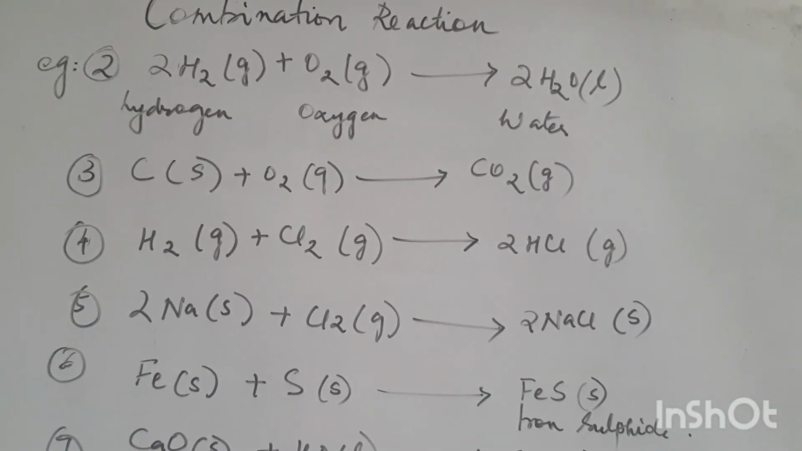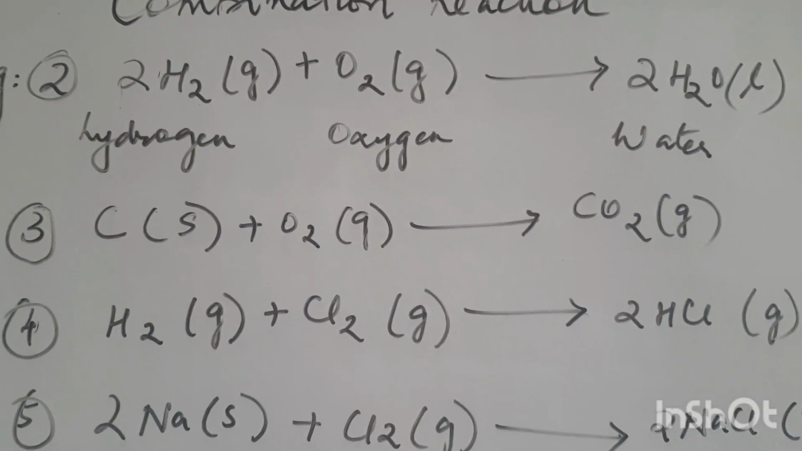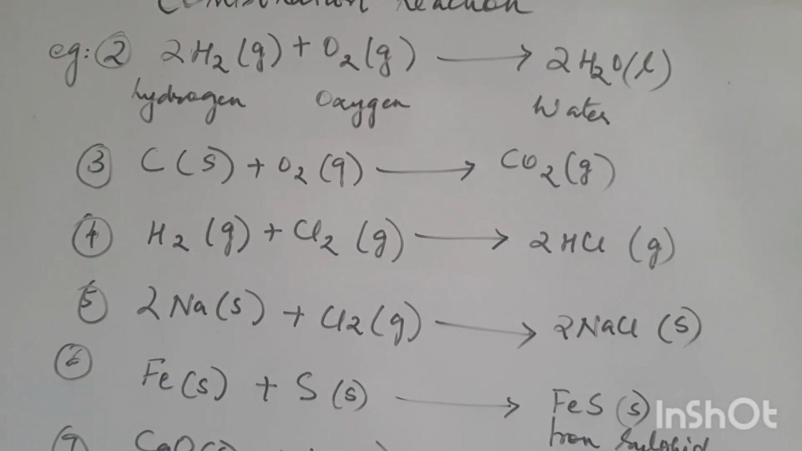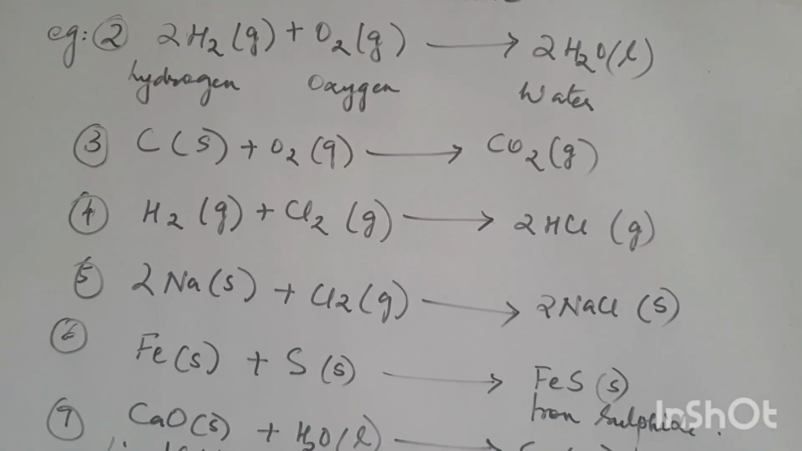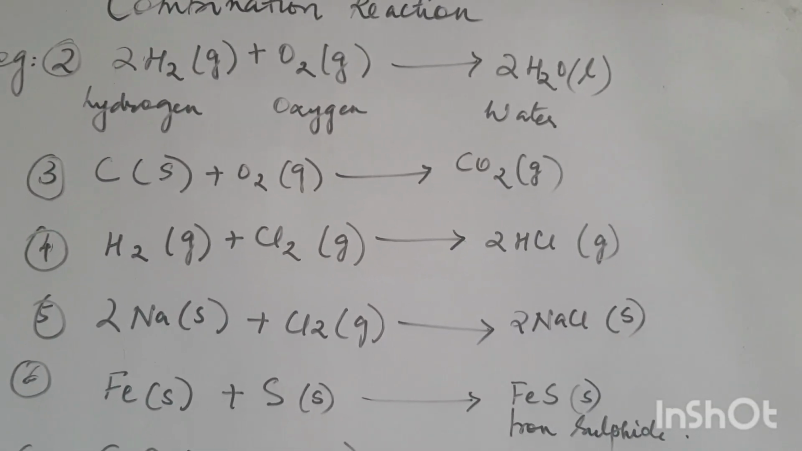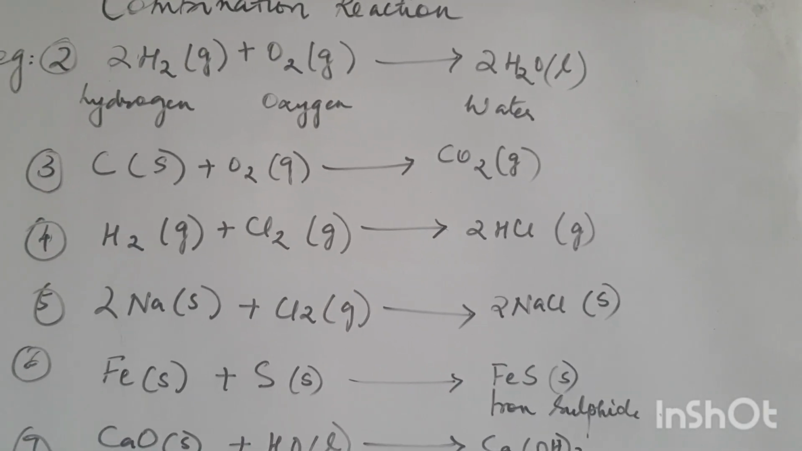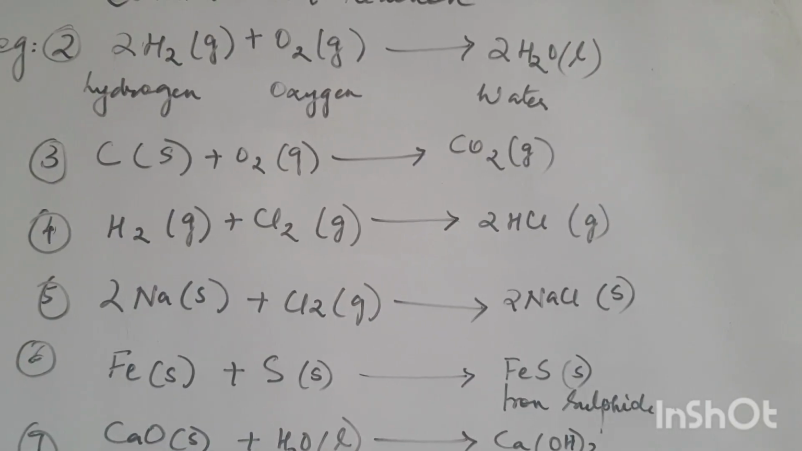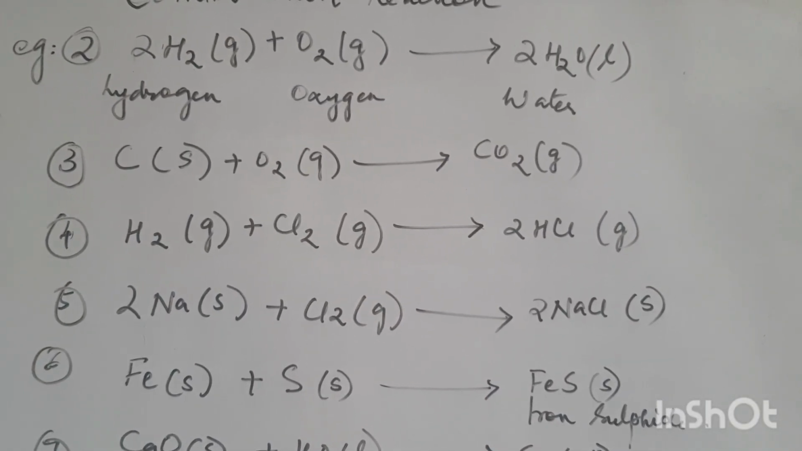Then the third, I have written carbon, in the solid state, combined with oxygen in the gaseous state, I have written G over there, to form carbon dioxide, also in gaseous state. Another example is hydrogen in gaseous state combines with chlorine in gaseous state to form 2HCl, that too in the gaseous state. Another example is 2Na, two molecules of sodium, combines with one molecule of chlorine to form two molecules of sodium chloride. The sodium chloride will be in the solid state.